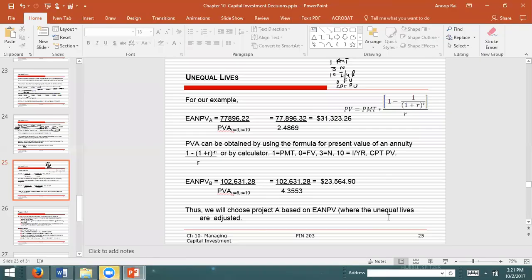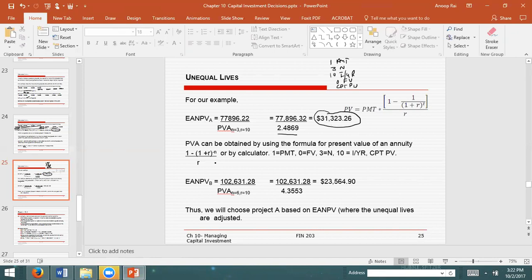I got this formula back from your chapter 6 notes, and this annuity factor is this particular equation here, 1 minus 1 over 1 plus r to the power t, over r. It's the present value annuity factor formula. If we did that, we'd get 2.4869. So you can either use the formula or you can use the calculator. But what it says is, for this 3-year project, your annualized net present value, which we call equivalent annual net present value, is 31,323.